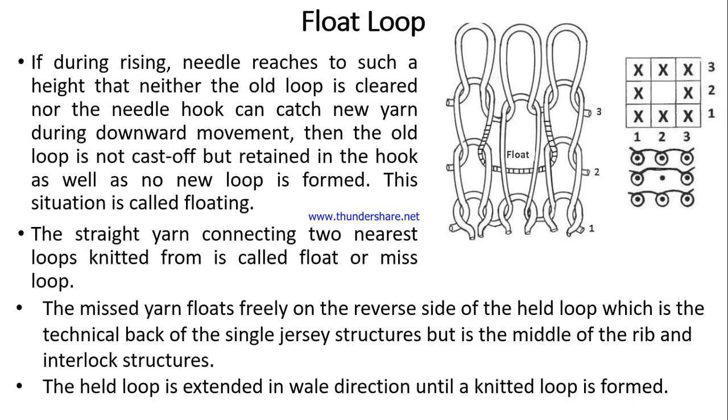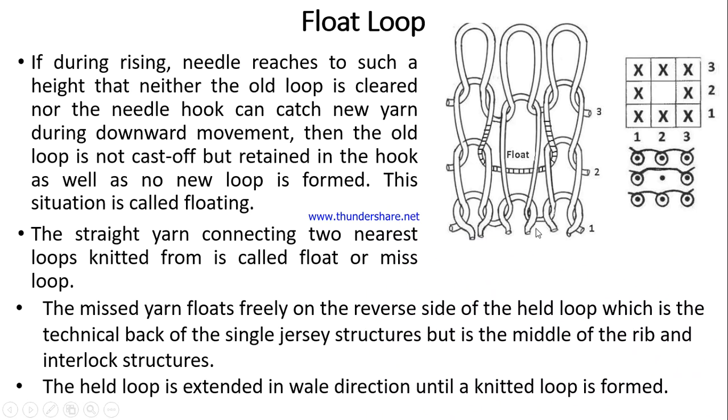Now come to the next structure, that is the float loop. If during rising the needle reaches such a height that neither is the old loop cleared nor can the needle hook catch the new yarn during the downward movement, then the old loop is not cast off but retained in the hook, and no new loop is formed. This situation is called floating. Already I mentioned and showed in the video. You can realize the situation when the floating has been done.